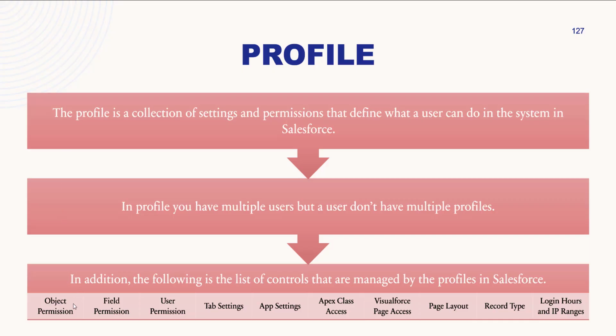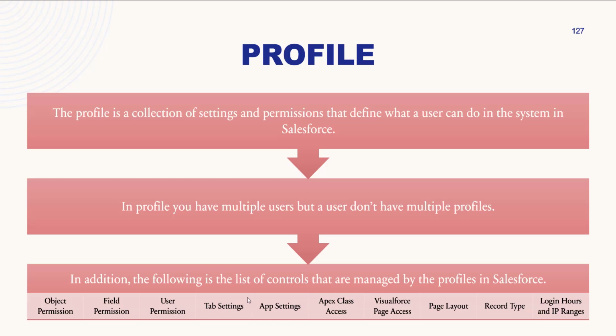The first one is object permission. It specifies which objects a user can access and what actions they can perform on these objects. The next one is field permission. It defines access to specific fields within an object. Moving ahead, we have user permission. It determines the general user capabilities, such as the ability to manage users or reset a password.